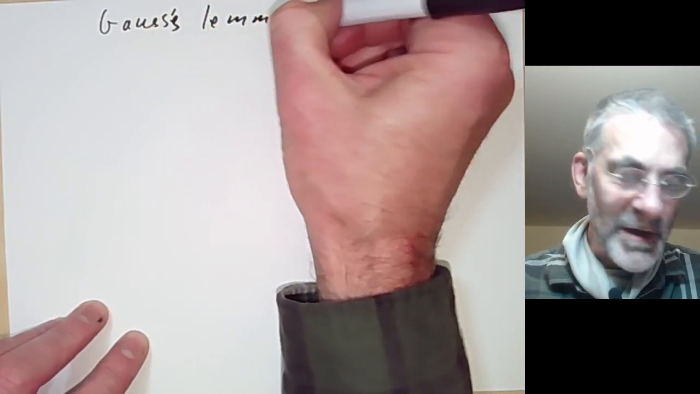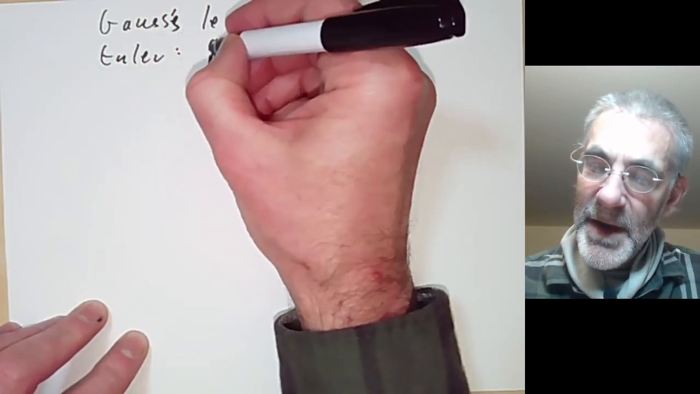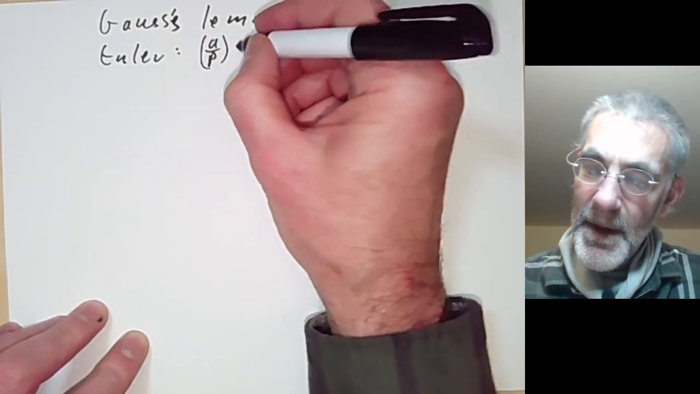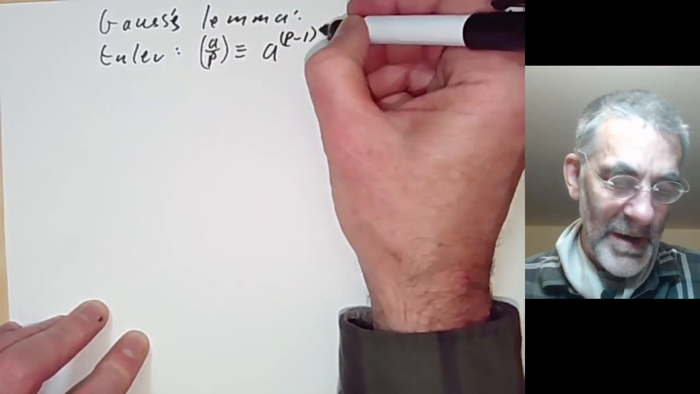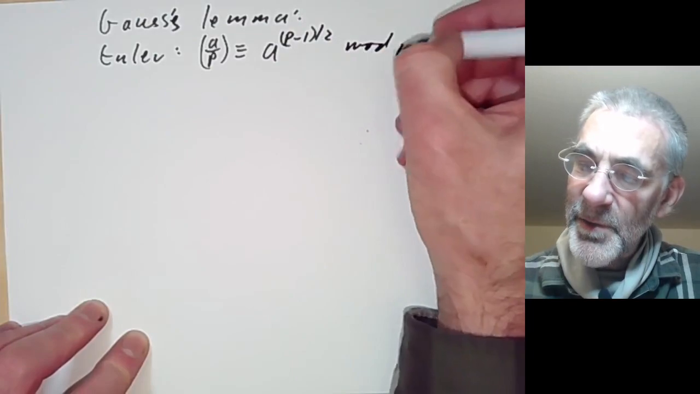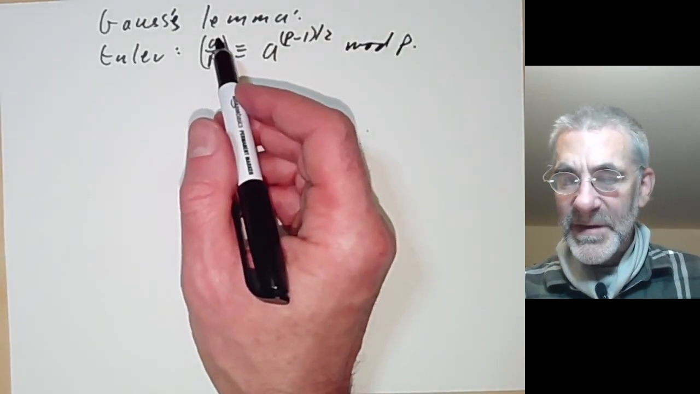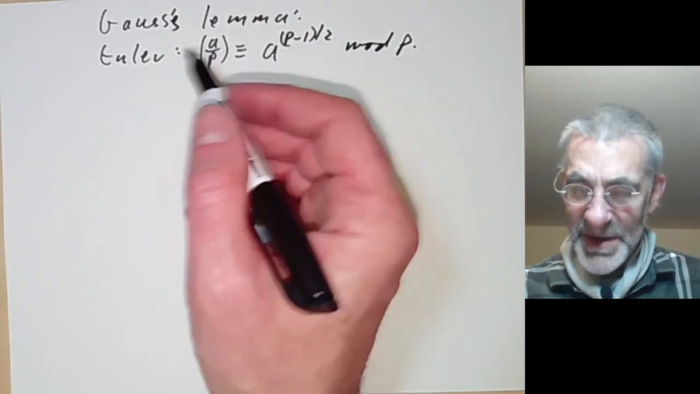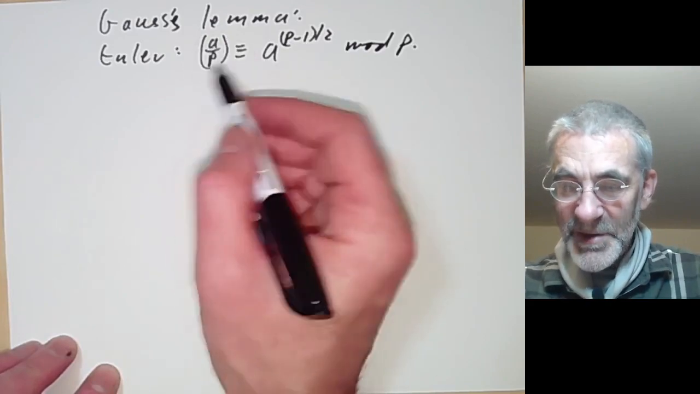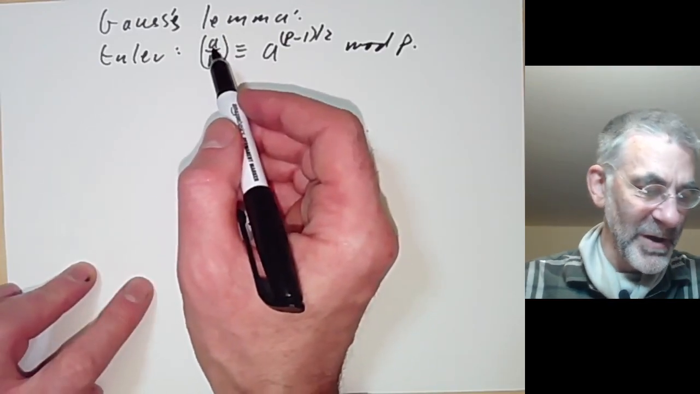Well, we start off with Euler's result, which says that the Legendre symbol (a/p) is equal to a^((p-1)/2) modulo p. By the way, I ought to warn you, I've got a bad habit of accidentally calling this the binomial coefficient, but it's not, it's the Legendre symbol. Unfortunately, it looks very much like a binomial coefficient.